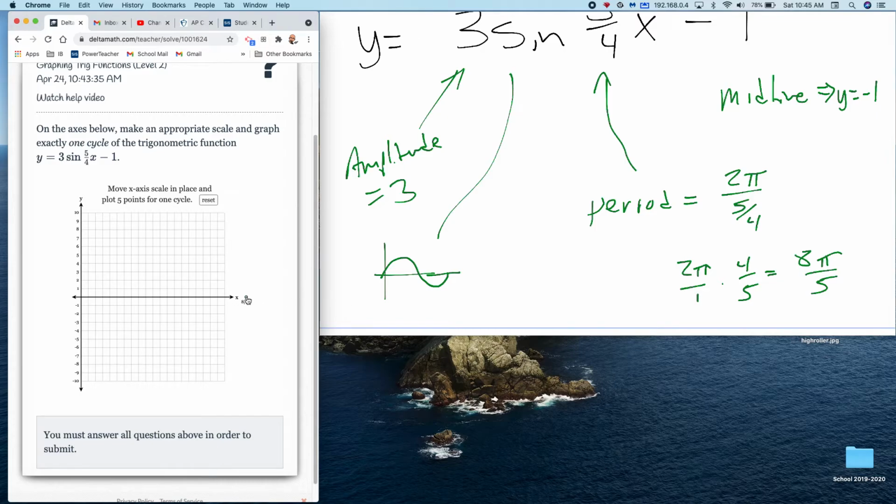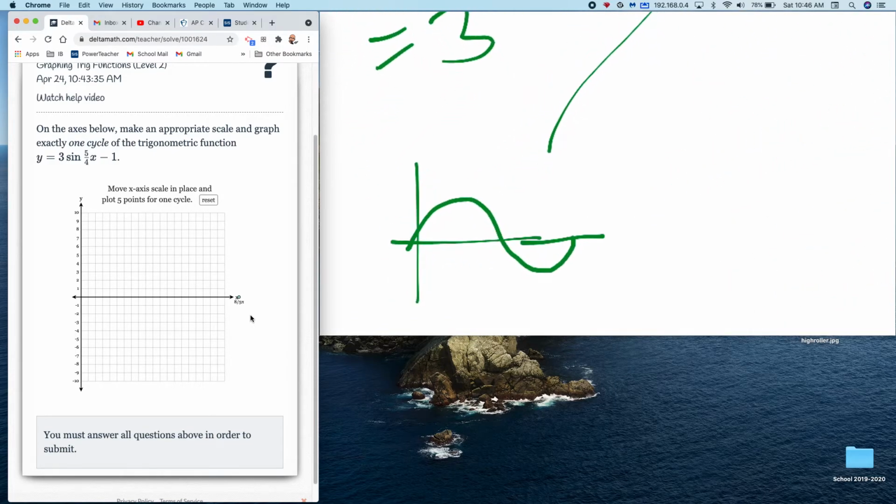Now, I get to move this dot 8 pi over 5 wherever I want. Here's the key, is think about what that means. That means in my little sine graph right here, that this value right here is 8 pi divided by 5. So if I just kind of move this so that I can split my graph into quarters, I should be good. So I'm going to start here. Say, okay, that's part of my sine graph.